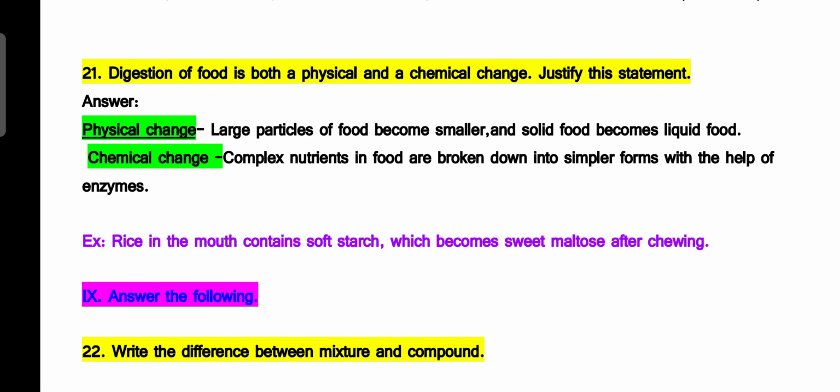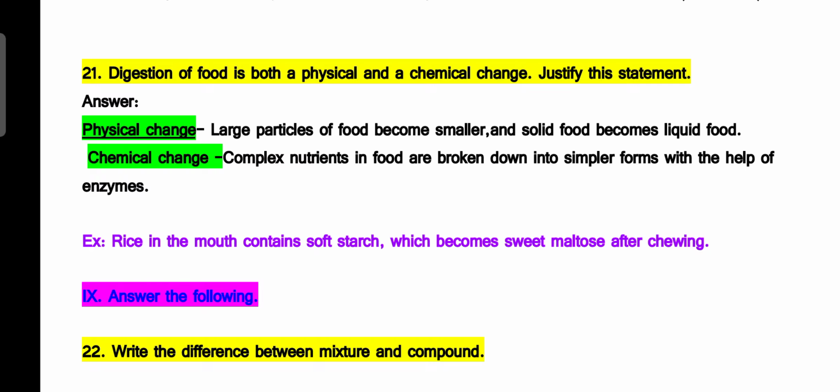Next question. Digestion of food is both a physical and a chemical change. Justify this statement. The food is large when you put it in the mouth. When we chew the food, the bigger particles become smaller ones. This is a physical change.